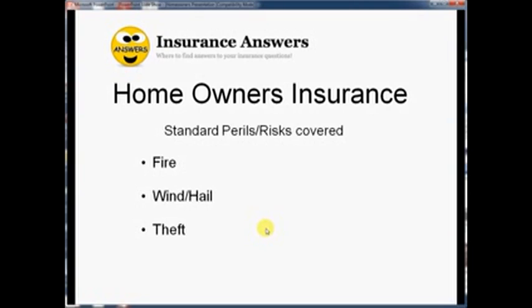So again, I hope this gives you a great idea of some of the coverages on your homeowners policies and what those coverages do. I highly recommend sitting down with your agent or your carrier and going over these items on your home with them.